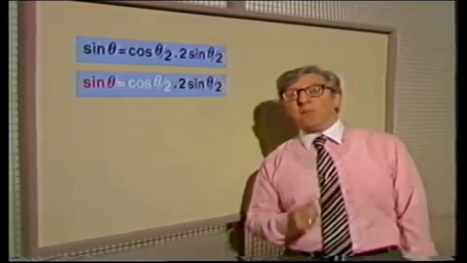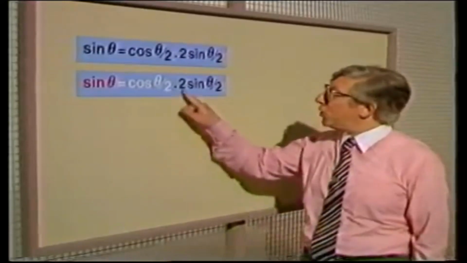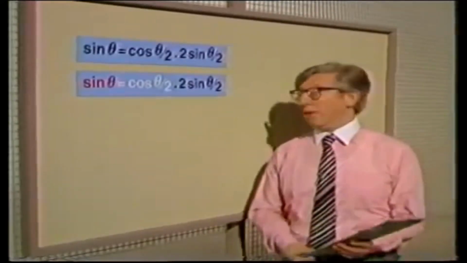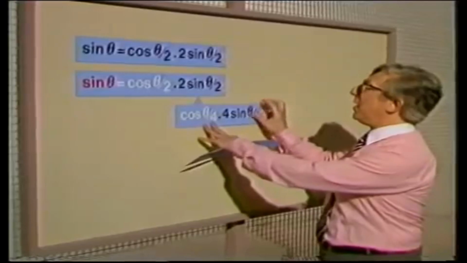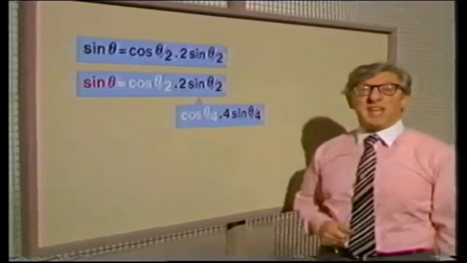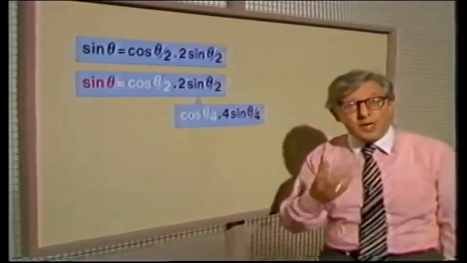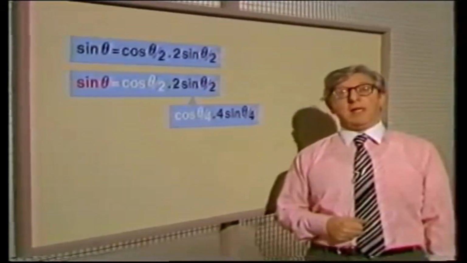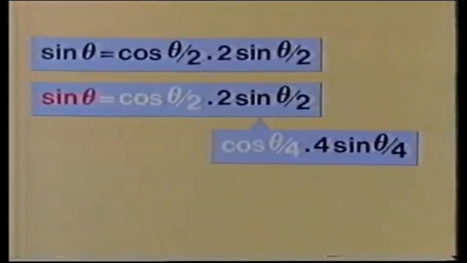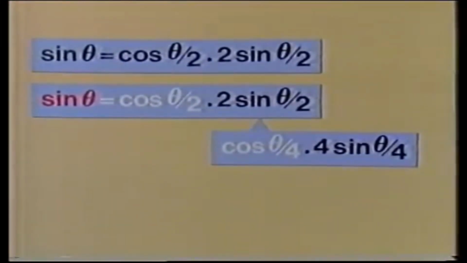What am I going to get if I apply the half-angle formula to 2 sine theta over 2? Well, it becomes 4 cos theta over 4 times sine theta over 4. The 4 appears since I started with twice sine theta over 2. Now I've got sine theta expressed as the product of 2 cosines times a sine. Well, can you see where all this is leading?